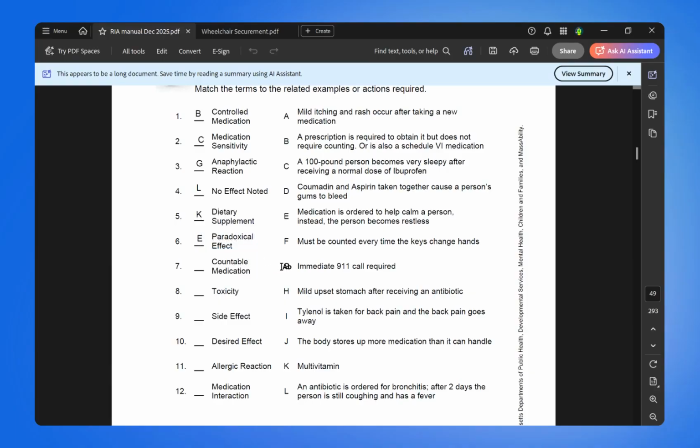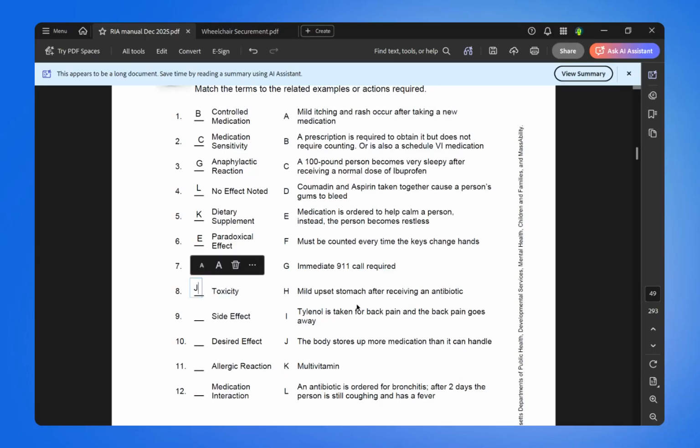Countable medication. So this is when it needs to be counted at change of shift every time. So it's going to be F, must be counted every time the keys change hands. Toxicity. This is when the body stores up more medication than it can handle, so J.